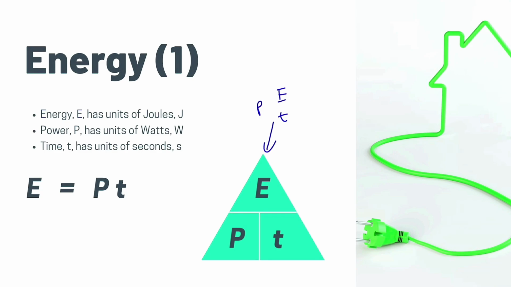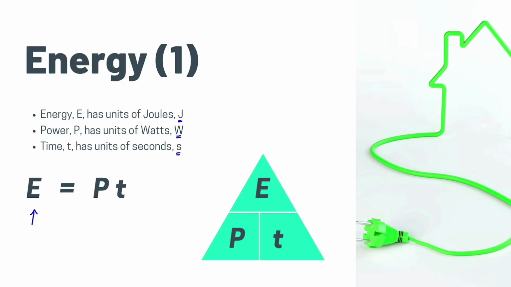You have to remember it correctly, because if you remember it like this, then it's obviously wrong. Don't remember that. Remember it in the right form. Energy equals power times time. Energy has units of joules, and it's a little j. Power has units of watts, and time has units of seconds.